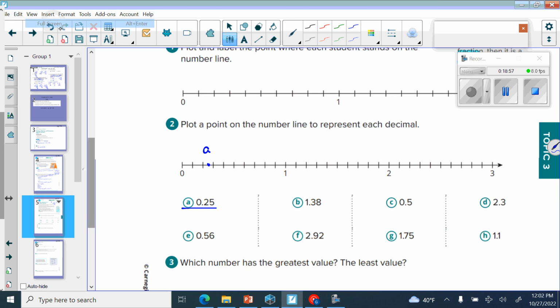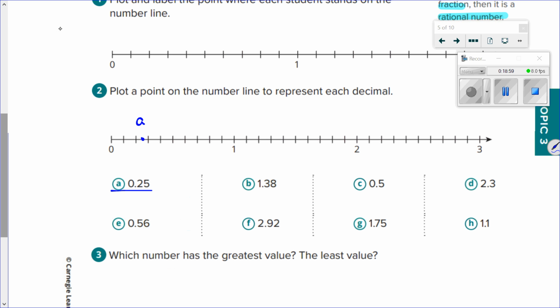So looking at these points, point B, 1 and 3/10. So I'm going to the 1. I know already it's in tenths, so 2, 3, almost to the 4. So B would be right around here. C, 5/10. That's between 0 and 1. 1, 2, 3, 4, 5. There is C. D, 2 and 3/10. So 2, 1, 2, 3. That one's right on that point. That makes that one easy as well.